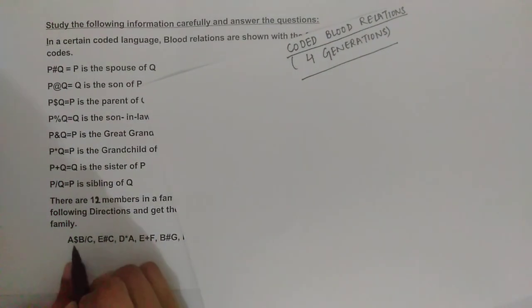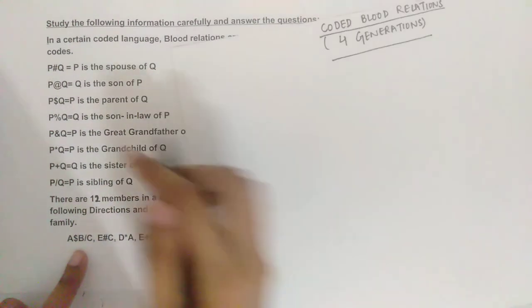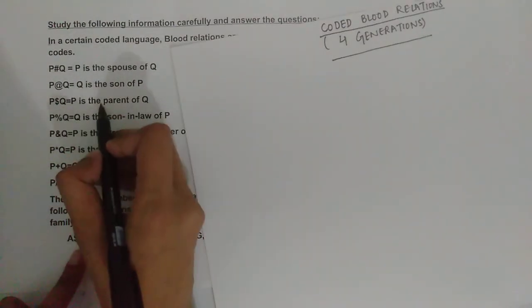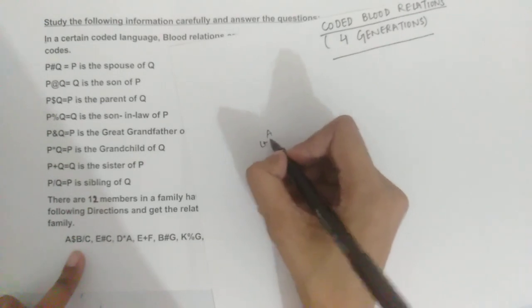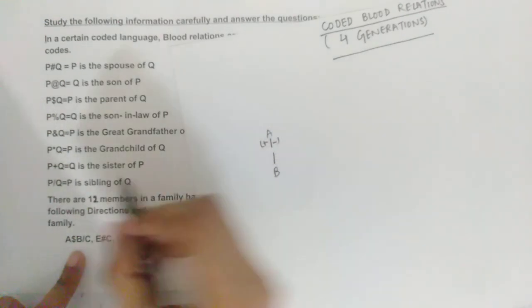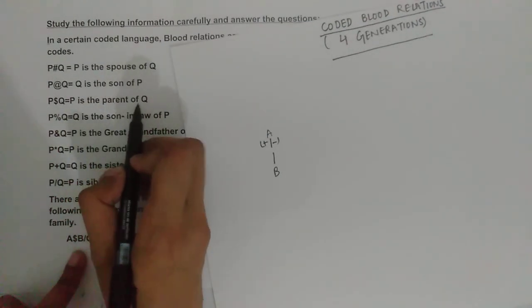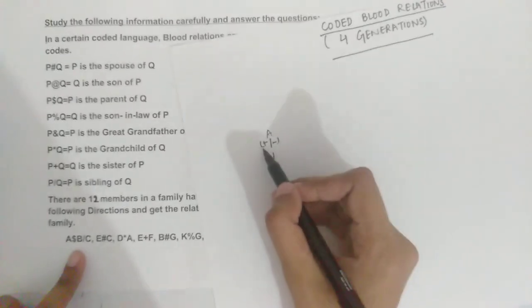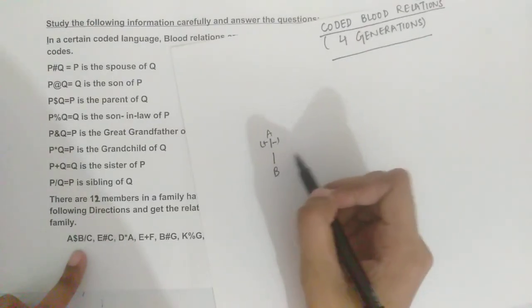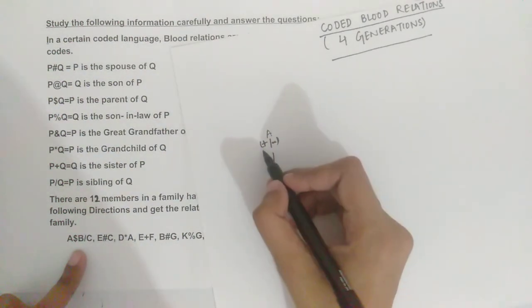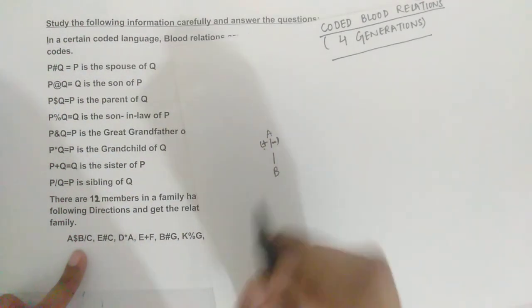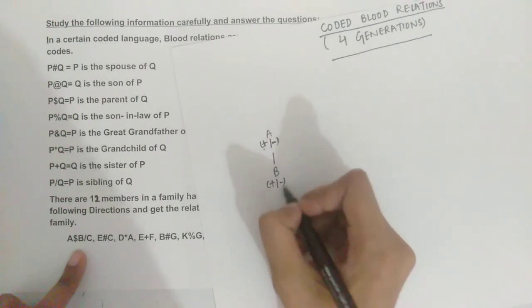First is A$B. A$B means A is the parent of B. A is the parent of B because it is written that A is the parent of B. We can't judge whether A is either father of B or mother of B. So we will write here plus minus. It can be either male or female. We don't even know the gender of B.